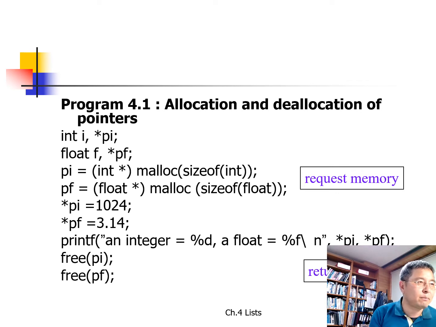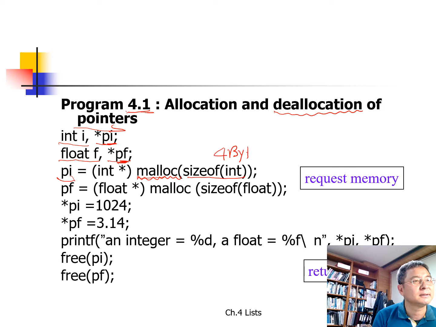Here is program 4.1, allocating and deallocating, or returning, of memory space. Examples here: integer i and asterisk pi, float f and asterisk pf. So this is a pointer variable of type float. And pi can be assigned dynamic memory space using the malloc function. The size of the integer is 4 bytes, and we must use a typecast in front of the size. And pf also uses malloc.